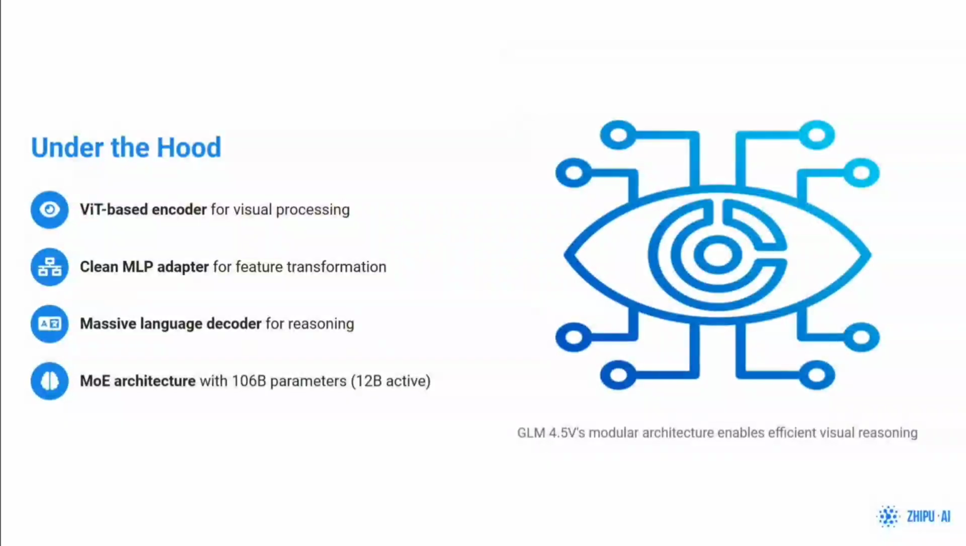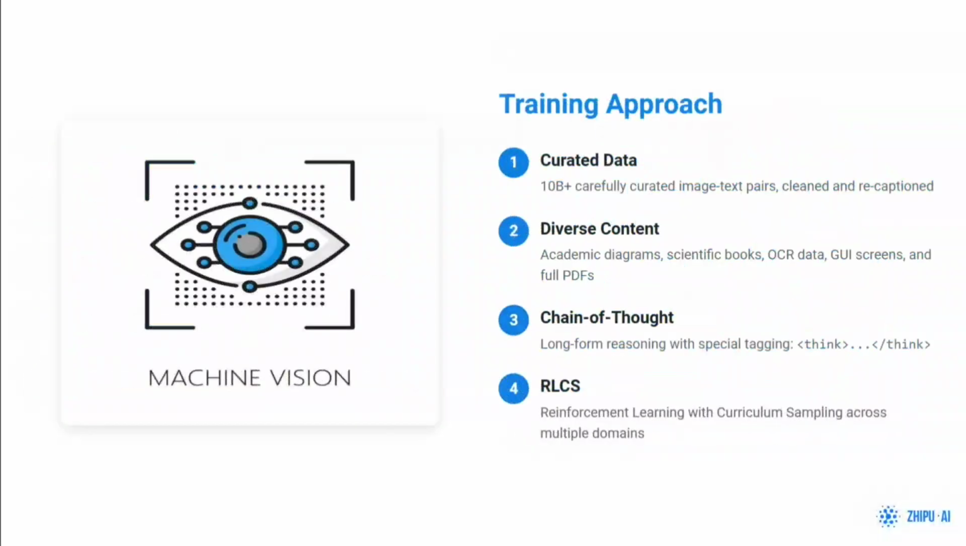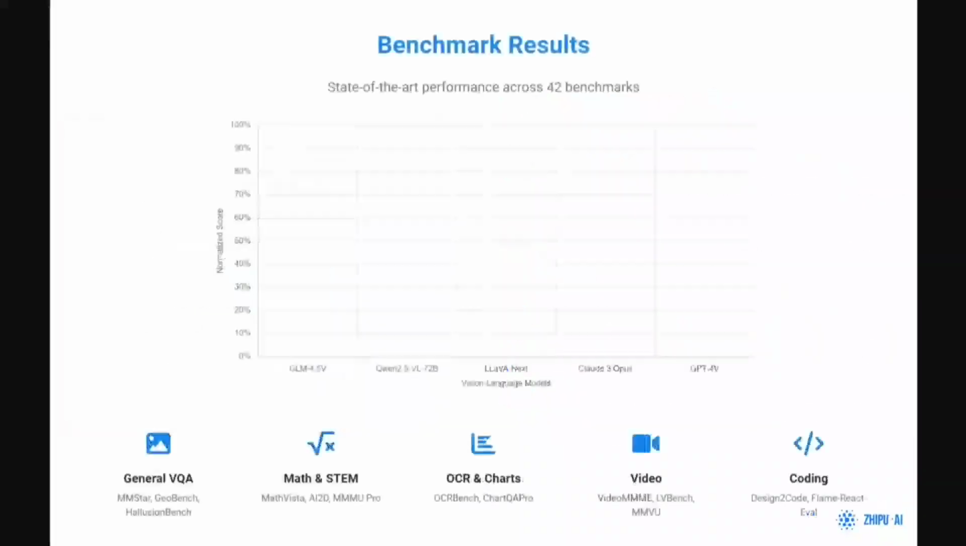Under the hood, how does the architecture look like? It is again ViT based, a vision transformer. It uses a multi-layer perceptron adapter, a massive language decoder for reasoning, and a mixture of experts architecture is present. What is the training approach? They curated about 10 billion carefully curated image text pairs, with diverse content. They use chain of thought for thinking and RLCS, reinforcement learning with curriculum sampling across multiple domains.